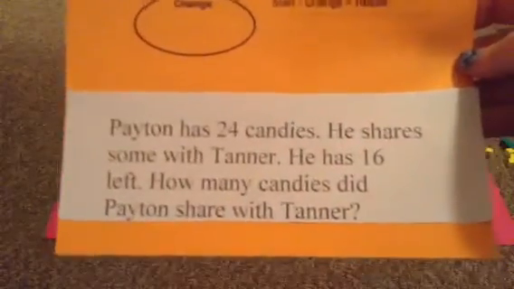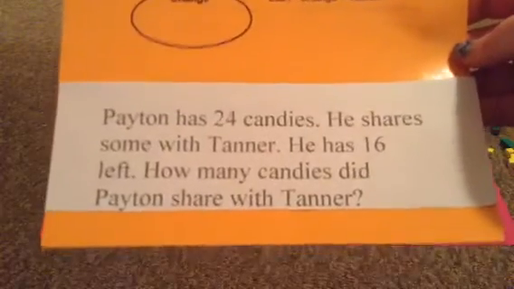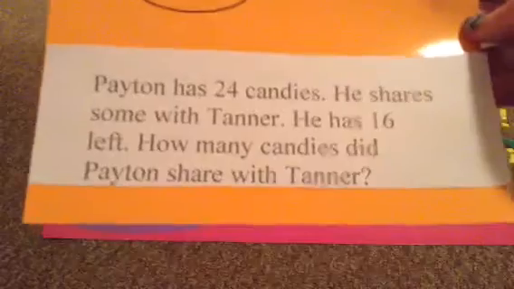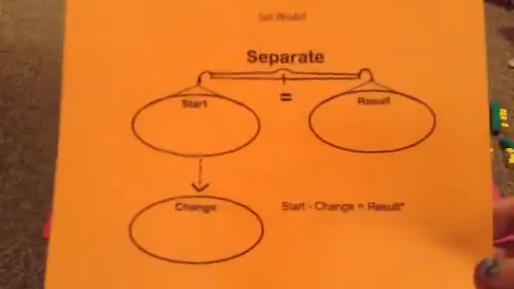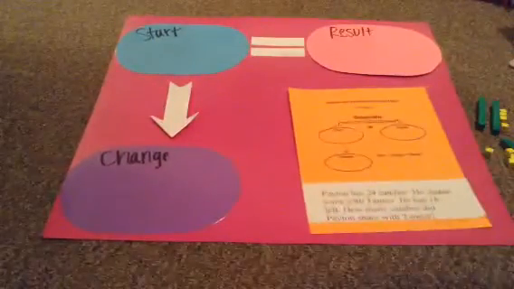Alright, second grade, I have another problem to show you today. This one says, Peyton has 24 candies. He shares some with Tanner. He has 16 left. How many candies did Peyton share with Tanner? You can see this problem is set up a lot like our other problem. So let's go ahead and write our amounts in the bubbles that they go in.